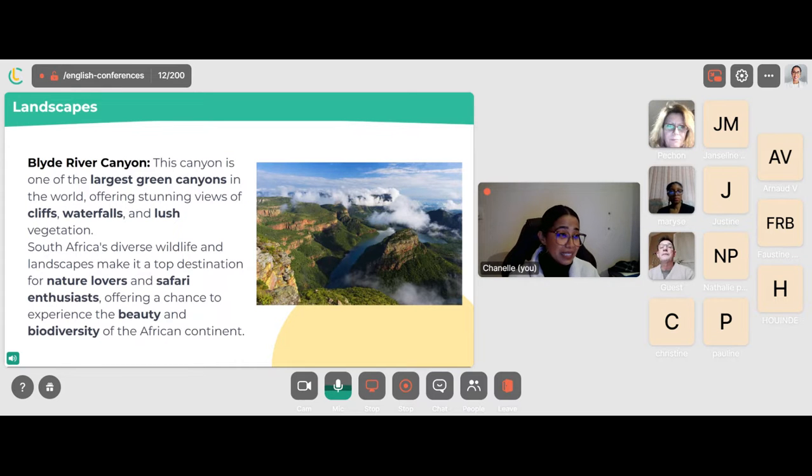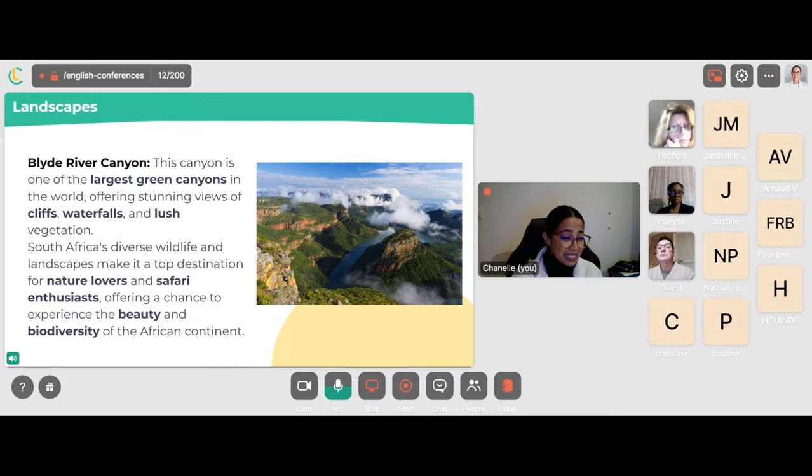Another beautiful site in South Africa is Blyde River Canyon. This canyon is one of the largest green canyons in the world, offering stunning views of cliffs, waterfalls, and lush vegetation. South Africa's diverse wildlife and landscapes make it a top destination for nature lovers and safari enthusiasts, offering a chance to experience the beauty and the biodiversity of the African continent.